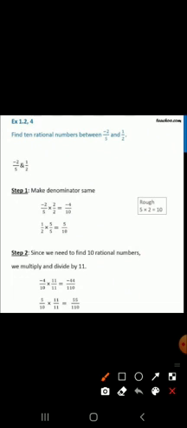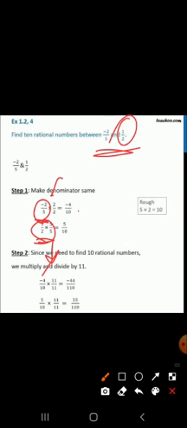Next one, find 10 rational numbers which lie between minus 2 by 5 and 1 by 2. How will you solve it? Minus 2 by 5 and 1 by 2 I have written. They have unlike denominators, so make them like denominators by multiplying with the other number's denominator, for both the numerator and denominator. See, I multiplied with the first number's denominator. So I got minus 4 by 10 and 5 by 10 as the answers.